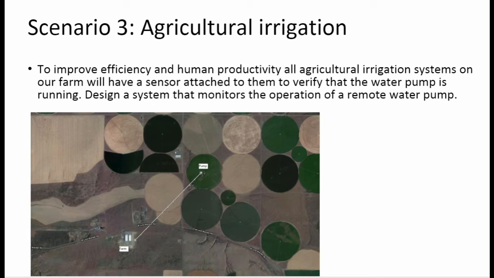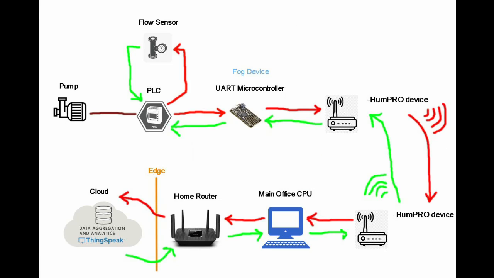Scenario 3 will monitor a water pump running, and then we will send that data to our cloud. For our system, we will most likely have grid power available to us, so we can add additional devices like a PLC, flow sensor, and radio frequency. To monitor our pump, we will use a PLC's input-output to both turn on the pump and monitor if it's pushing water via the flow sensor.